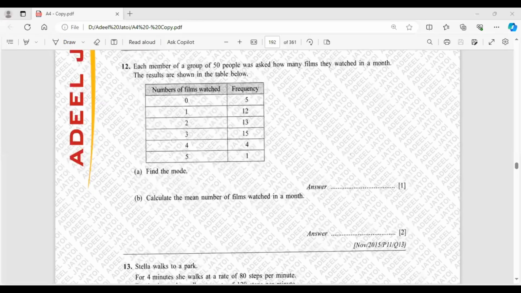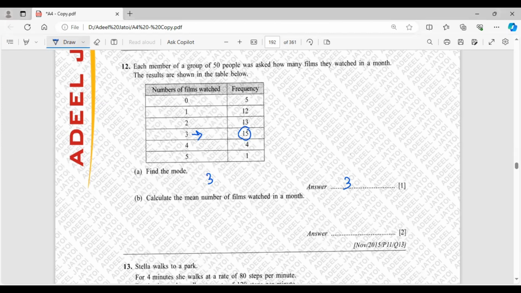Okay, so here's another question in front of you. Now, this was tested in November 2015, paper 1, question number 13. So find the mode. As I said, the mode is the highest frequency. Your highest frequency is 15. So your mode will be 3. Write down here. Calculate the mean number of films watched in a month.